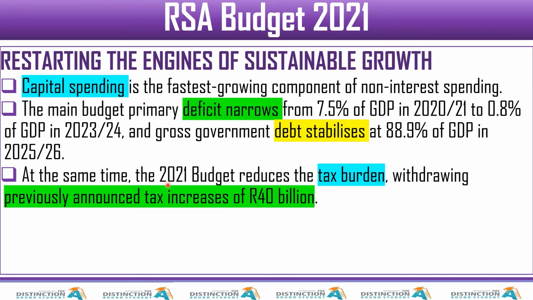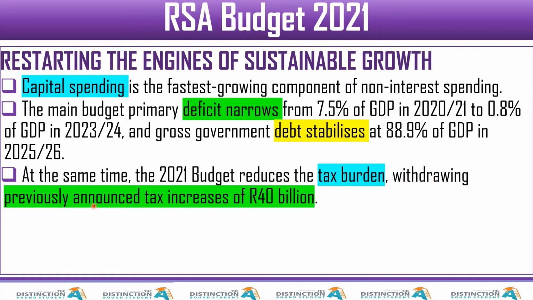Right. At the same time, the 2021 budget reduces the tax burden, which is a good thing again. But remember, there was a lesson I did when I was saying there are rumors around an increase in tax and all that, and it wasn't just rumors, because here the Minister of Finance is saying there was a relief, you see. At the same time, the 2021 budget reduces a tax burden, withdrawing.